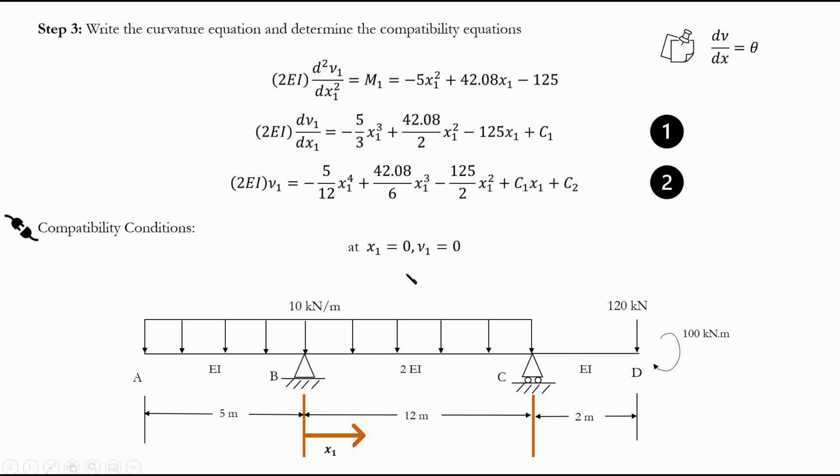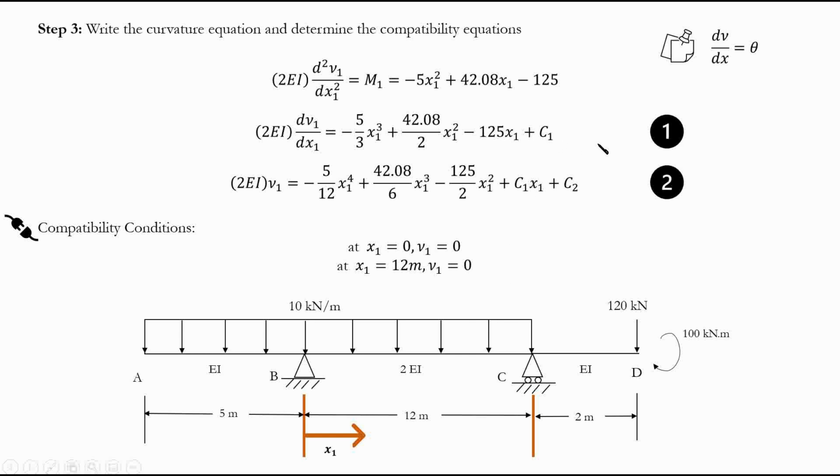Now, for compatibility conditions, we know that at the supports, my deflection is 0, knowing that settlement is 0. So my deflection here is 0, and my deflection here is 0. When my deflection is 0, what does it mean? It means that ν1 is 0 at x equals 0 and x equals 12. At x equals 0, because my x1 is starting from 0 to 12. So it is 0 at 0, and at 12 it's also 0.